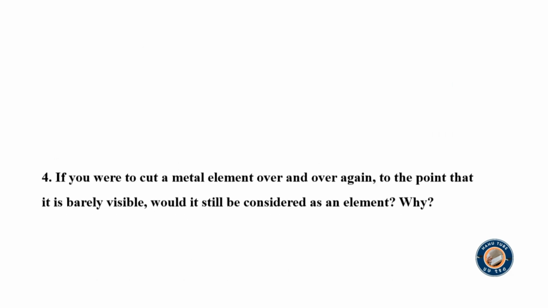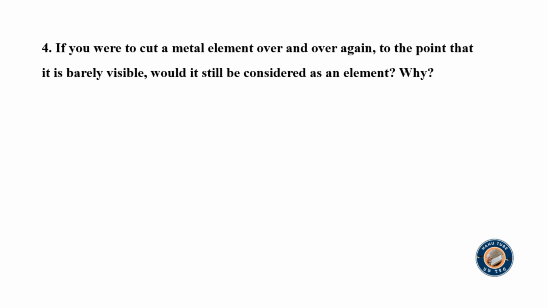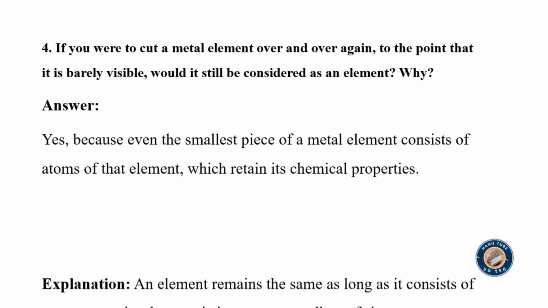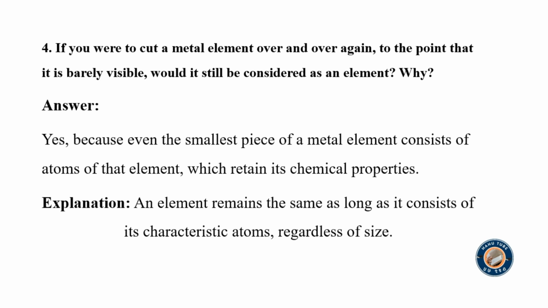Question number 4. If you were to cut a metal element over and over again to the point that it is barely visible, would it still be considered an element? Why? The answer is yes, because even the smallest piece of a metal element consists of atoms of that element, which retain its chemical properties. An element remains the same as long as it consists of its characteristic atom, regardless of size.